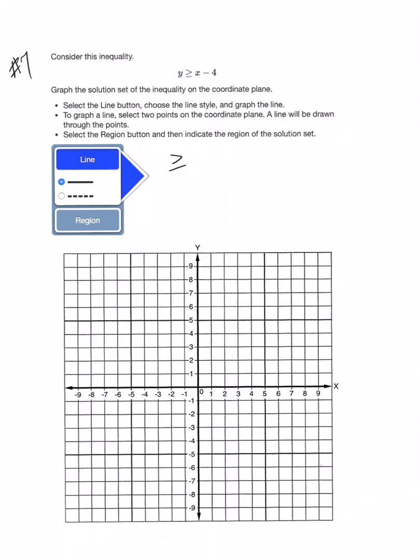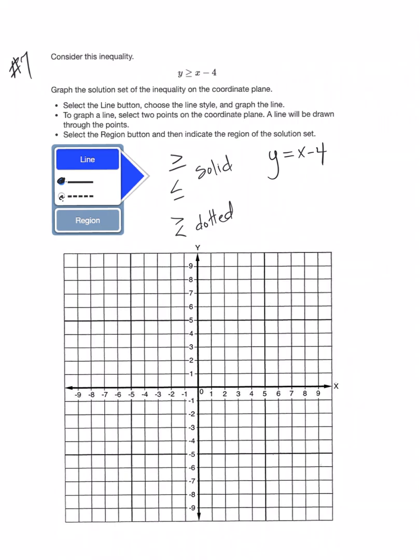If you have greater than or equal to or less than or equal to, that's going to be the solid line they'll choose. If it's just greater than or less than, that's going to be the dotted line. Okay, and this is just an image, so this toggle here, you can choose between the two. So this is greater than or equal to, so I'm going to choose the solid line as is highlighted here. And I'm going to graph it as y equals x minus 4.